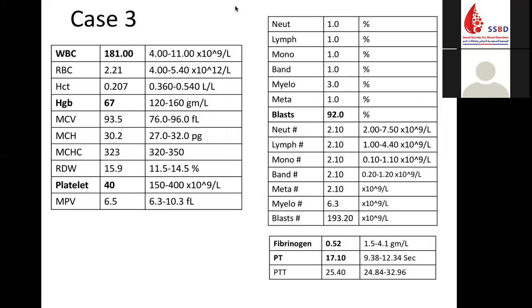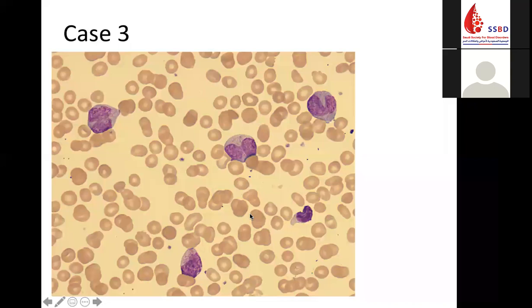What is the most urgent? Exactly. M3. We need to rule out APL, M3, acute promyelocytic leukemia. So you will go with your peripheral blood morphology and you will find that the patient has those very nice circulating abnormal promyelocytes. However, they look microgranular or hypogranular.